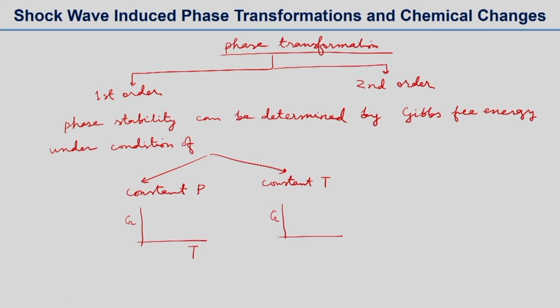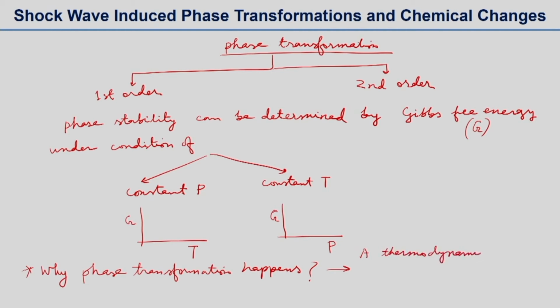I probably didn't mention that the Gibbs free energy is capital G, which all of you know we generally use as the symbol. And in the second case, at constant T, how will G vary with P? So why does a phase transformation happen, or when does a phase transformation happen? The answer is a thermodynamic system seeks to minimize the Gibbs free energy.